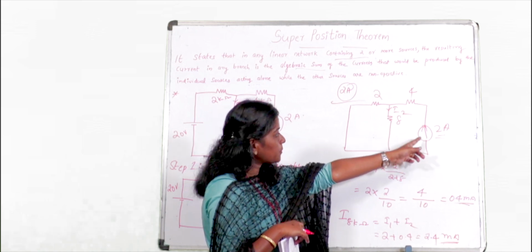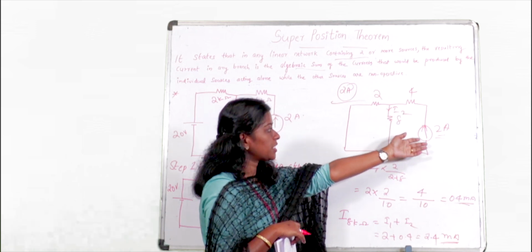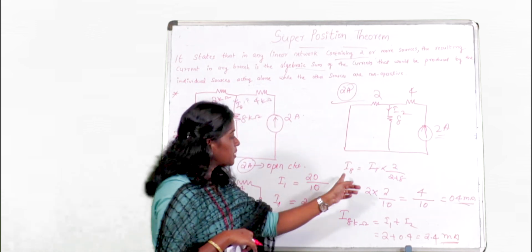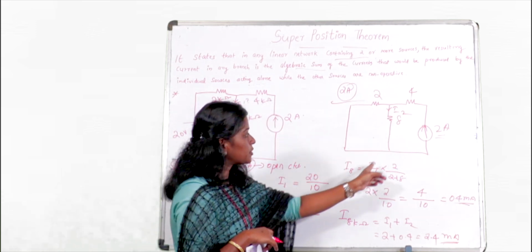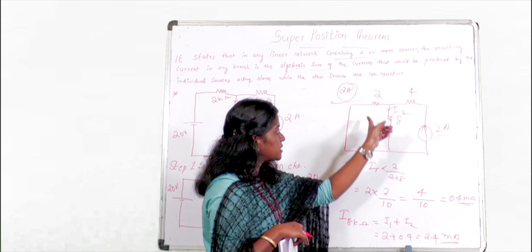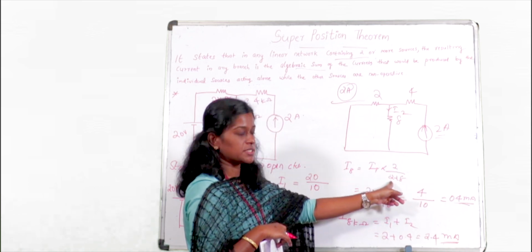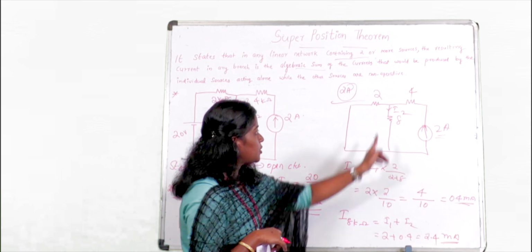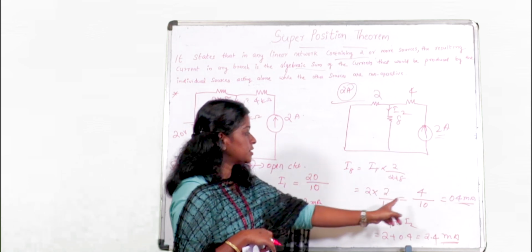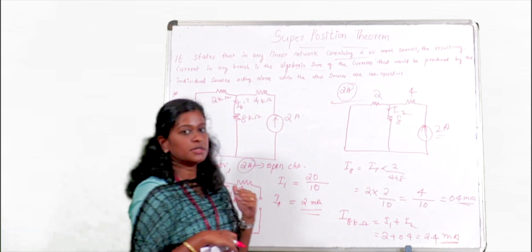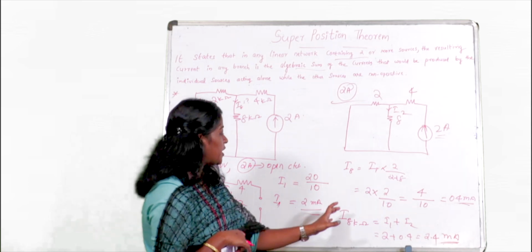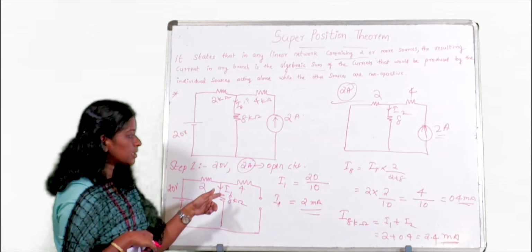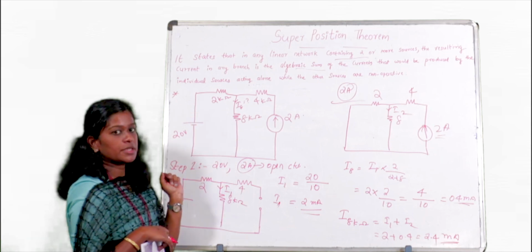That time, here the only way is to apply the current division rule to find the current flowing through 8 kilo ohm. So the current flowing through 8 will be equal to total current into this resistor divided by the sum of resistors. Here the total current is 2 ampere itself. So 2 into 2 divided by 2 plus 8. So here we are getting 0.4 milliampere. So finally we can add this I1 plus I2, that will be the current flowing through 8 kilo ohm by applying the superposition theorem.